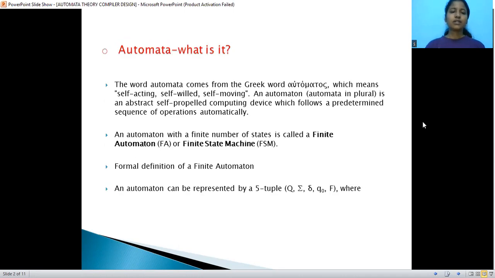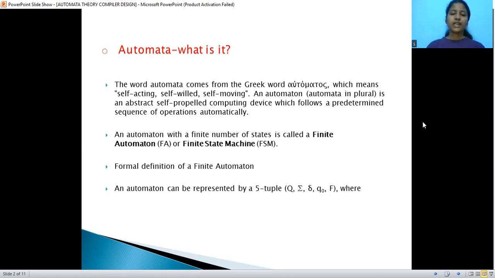What is automata? The word automata comes from the Greek word that means self-acting, self-willed, self-moving. An automaton is an abstract self-propelled computing device which automatically follows a predetermined sequence of operations. An automaton with a finite number of states is called a finite automaton.